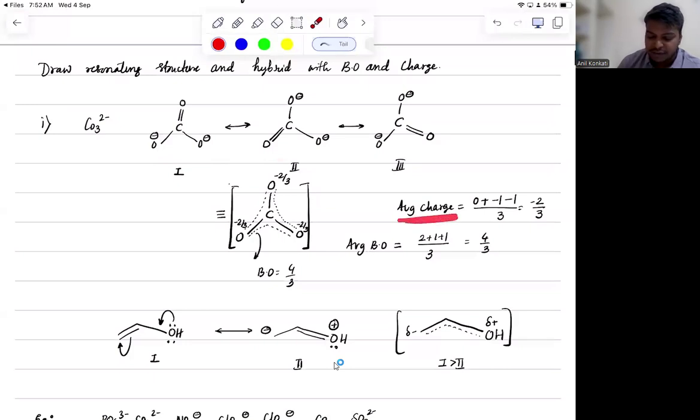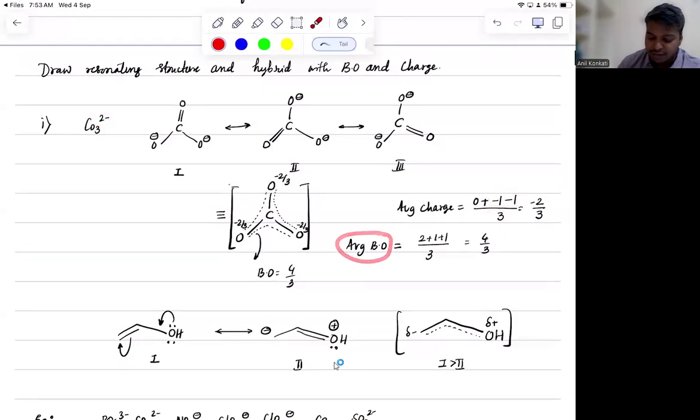Average charge will be equal to how much charge we have? 2 minus charge, so 2 minus charge divided by 3 structures makes it minus 2 by 3. And average bond order will be, you can see between two atoms here, 2 bonds, 1 bond and 1 bond. Total 4 bonds are there. So 4 bonds divided by 3 structures. So that makes it average bond order.